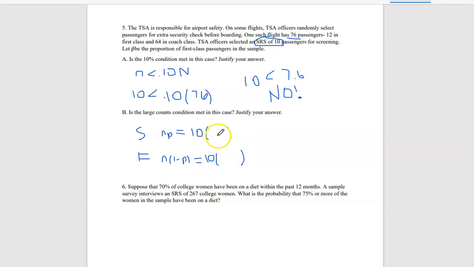All right, I hope you got 0.1579. How did I get that? Well, first I got to figure out what a success is. Looks like it says let P hat be the proportion of first class passengers. So out of the 76 passengers, how many are in first class? Looks like 12. And then my failure probability will be my coach, which would be 64 over 76. So go ahead and calculate my probability of failure.